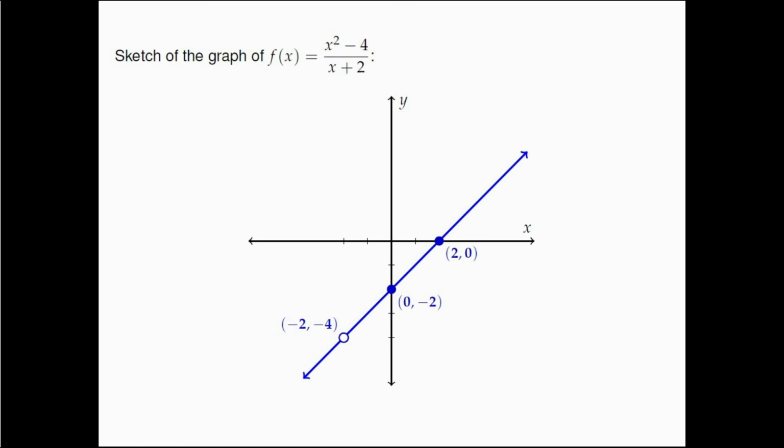The domain is the set R not including negative 2. And the range is the set R not including negative 4. Because if we look at all the other points, we cannot have any point with y coordinate equal to negative 4.